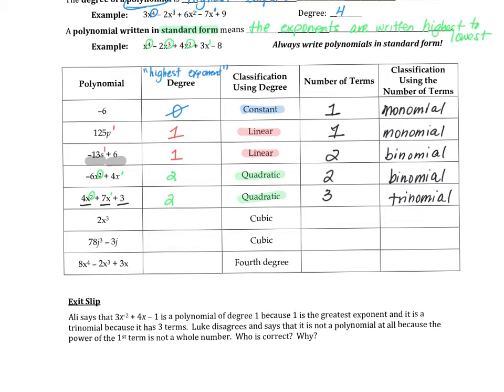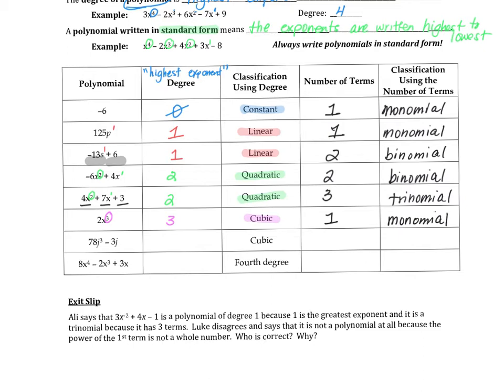All right, next up, we have 2x cubed. We're looking for our highest exponent, so our highest exponent is going to be 3. So therefore, when you have the highest exponent of 3, it is called a cubic. I still only have 1 term, so it's called a monomial.